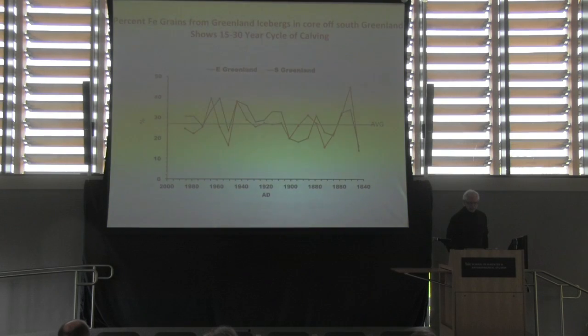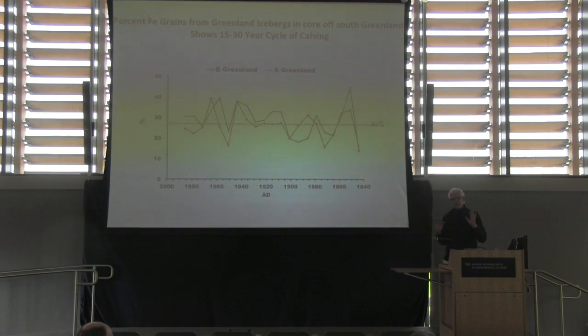And we can see a similar thing with our iron grains from a core off of South Greenland. And here I can trace back to individual parts of the Greenland ice sheet. The red here is South Greenland, and the black is East Greenland. They're pretty much synchronous. There's a little bit of lag and lead to each one, but that's minor. And what we see here is a 15 to 30-year cycle, more or less. We don't have a long enough record, and we're working on a much longer record that we'll be publishing later on, and we'll do time series analysis on it to see.